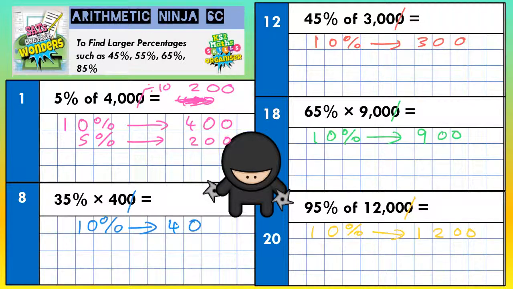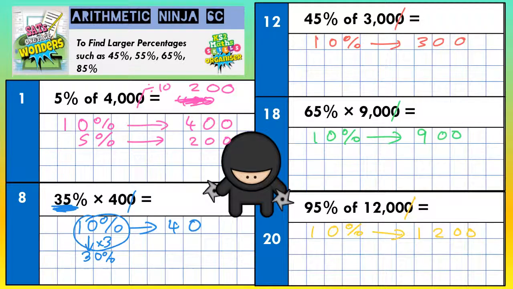Now, what we've got to do now, like we said earlier, 10% is like a master key that unlocks a lot of doors. So we've got to build our 10% back up to the percentage that we're being asked for. So we're going to build our 10% back up to 35%. Now the easiest thing to do first of all is to build it back up to 30%. So if you times 10% by 3, that's going to give you 30%.